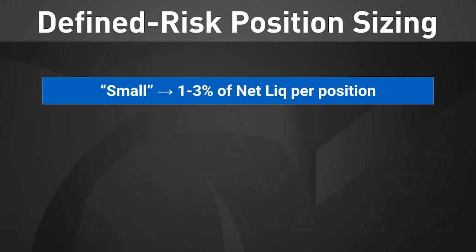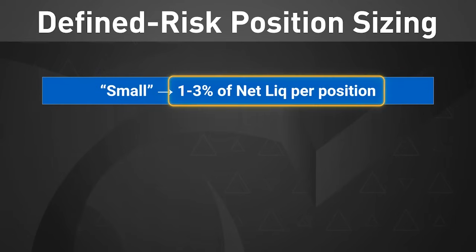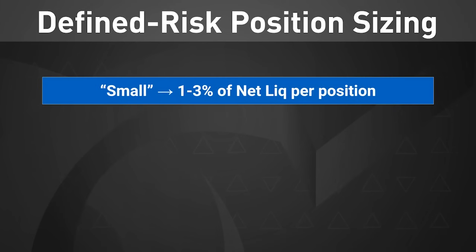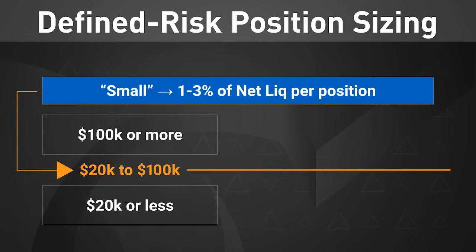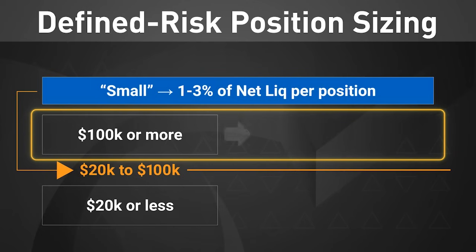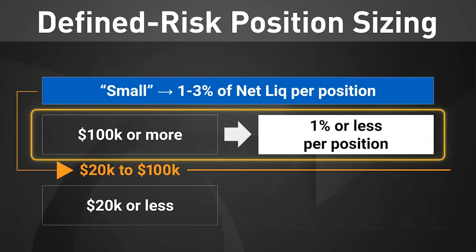Now, of course, you're probably wondering, well, how small is small? Well, that largely depends on your account size. Generally, starting with defined risk strategies, we aim to be between 1 to 3% of net liquidating value per position. And that will work for anyone in the, let's say, $20,000 to $100,000 account size range. If you have more than 100,000 in your account, so 200, 250, 500, a million, then you'll likely be able to shrink your trades down even smaller, below 1% of your account at times.